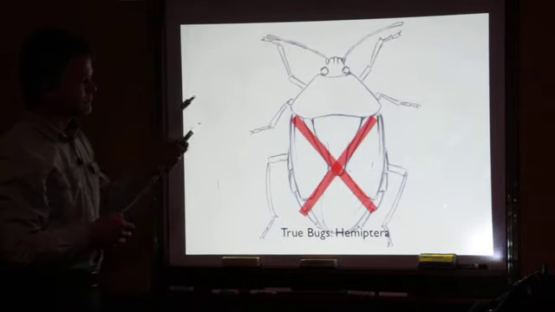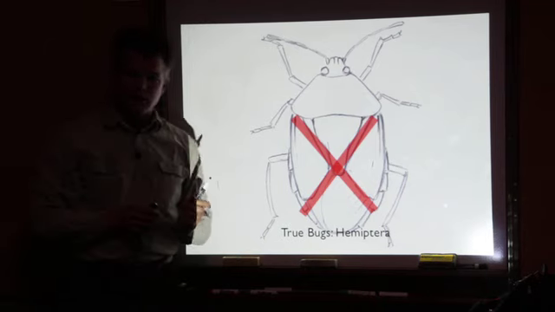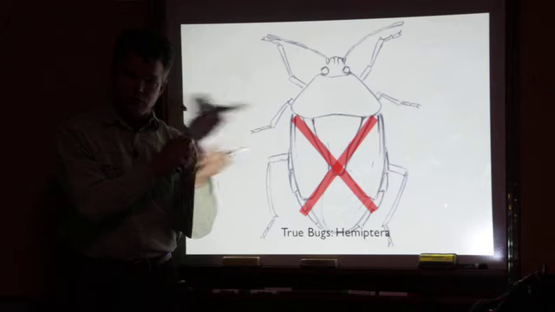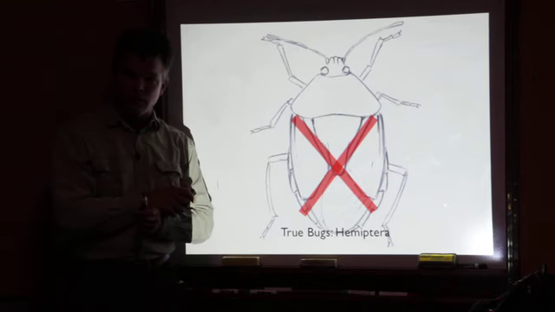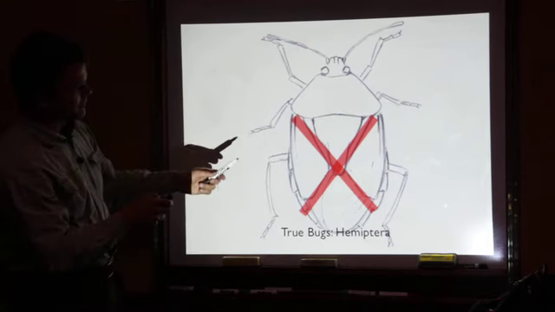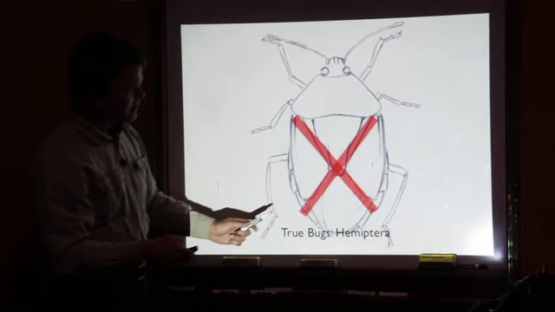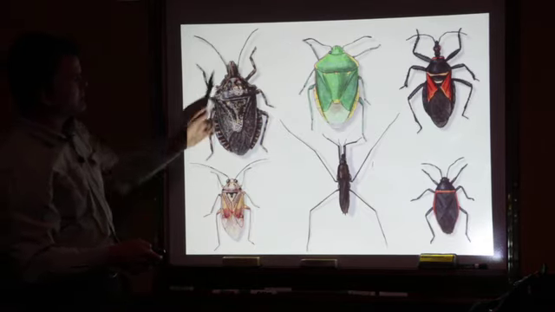Oh, for you Star Wars fans out there, the pattern on the back makes an X on the back. So these are the X-wings. All right, so here's without the big red X. See that X on the back? See if you can see that X on the back of some of these.